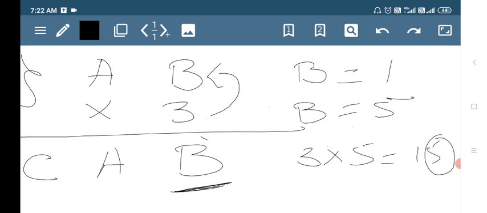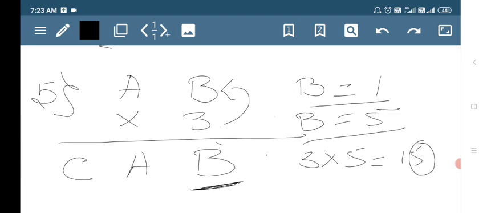3 6s are 18, no it is not ending with 6. 3 7s are 21, no not ending with 7. 3 8s are 24, no. 3 9s are 27, no. So B can be only 1 or 5.